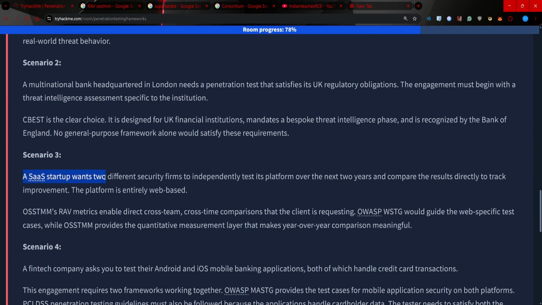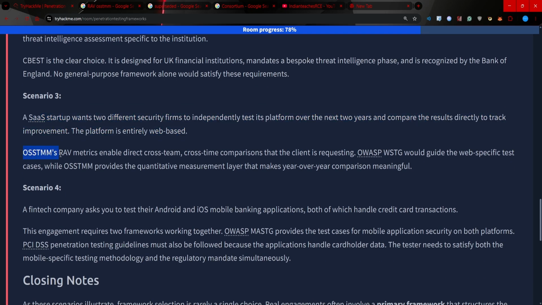Scenario 3. A SaaS startup wants two different security firms to independently test its platform over the next 2 years and compare the results directly to track improvement. The platform is entirely web-based. OSSTMM's RAV metrics enable the direct cross-team, cross-time comparison the client is requesting. OWASP WSTG would guide the specific test cases, while OSSTMM provides the quantitative measurement layer that makes year-over-year comparison meaningful.